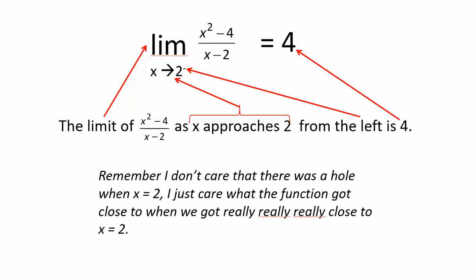Here's how we'll write it mathematically. So this means the limit of our function, x squared minus 4 over x minus 2, as x approaches 2. Notice there is a negative sign above that 2. That means we're approaching from the left. And that equals 4. So as we get really close to 2 from the left-hand side, we're going to equal 4. Again, it doesn't matter that we had a hole when we actually looked at the graph.